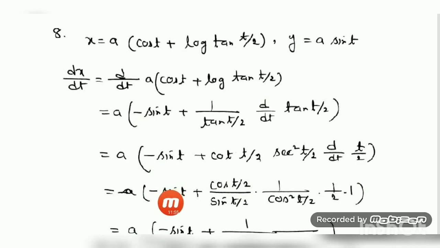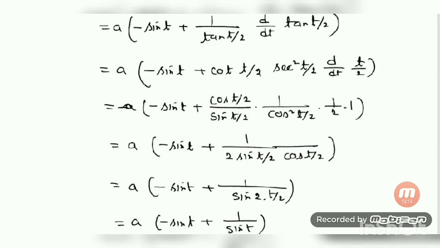a into minus sin t, plus cot of t by 2 can be written as cos of t by 2 by sin of t by 2, and sec square of t by 2 in terms of cos I have written as 1 by cos square t by 2, and half comes out, d/dt of t is 1. This simplification step can be done here. So if you do the simplification, a is kept as it is, this one also as it is, cos t by 2 cancels out and half is there. So if you cancel it, what is left? 2 cos of t by 2 sin of t by 2.